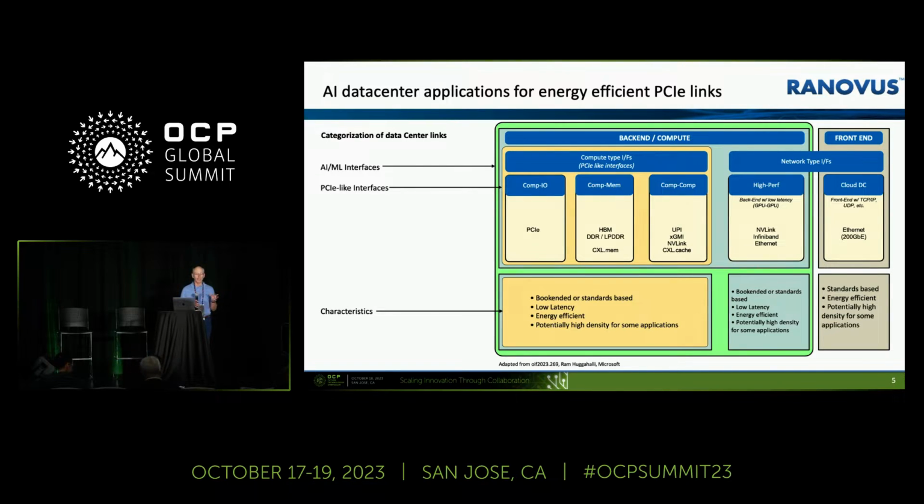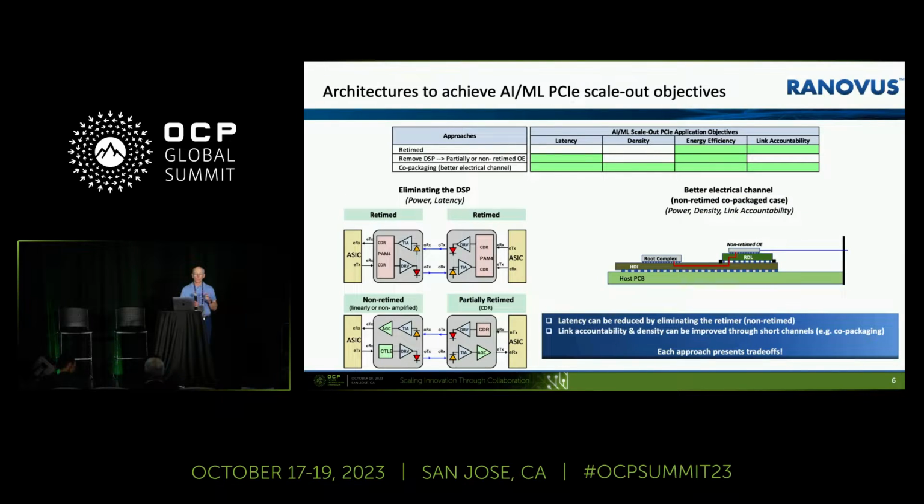What I wanted to highlight here is some of the key characteristics for these kinds of links: they can be bookended, or they can be standards-based. They're definitely low latency, energy efficient, and potentially high density for some of these applications. So what we do now is step back and look at what are some of the architectures, things you could do to achieve some of these objectives.